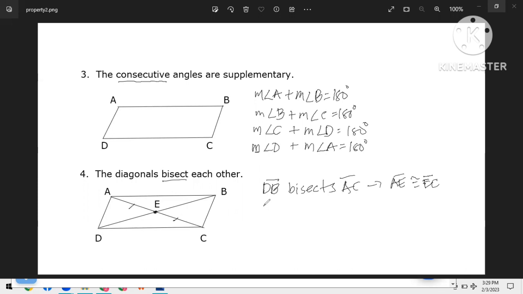Now, for diagonal AC, since AC also bisects DB, it means that the segment DE is also congruent to segment EB. Di ba? Okay? Meaning this one is congruent to this one. Okay, so that's property number 4.